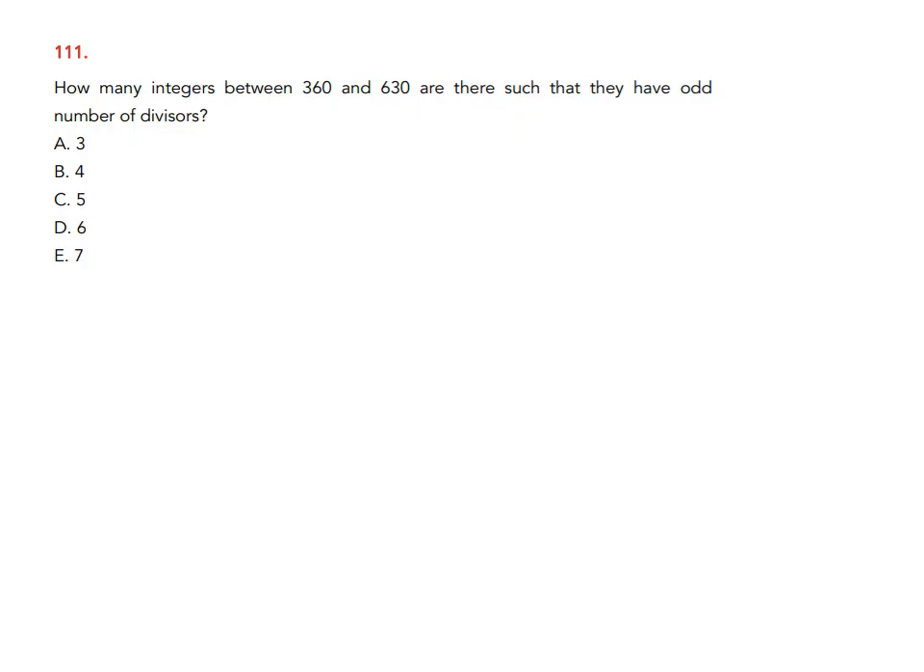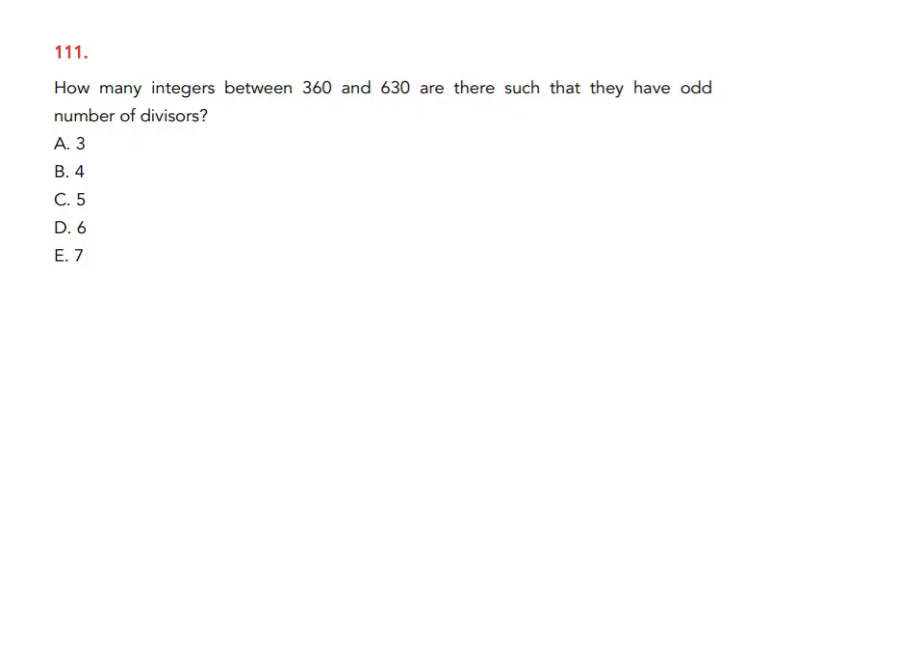The condition is that we need to find the number of integers that have an odd number of divisors. Suppose we have taken an even number of divisors. It could be 2, 4, 8. Now, to have an odd number of divisors, we can take the perfect square numbers.